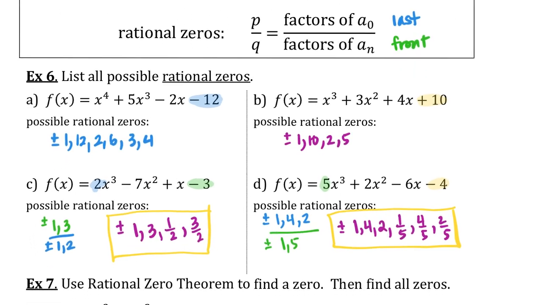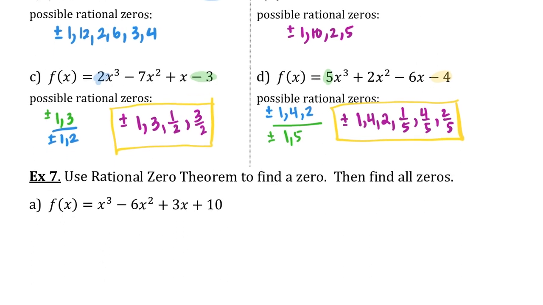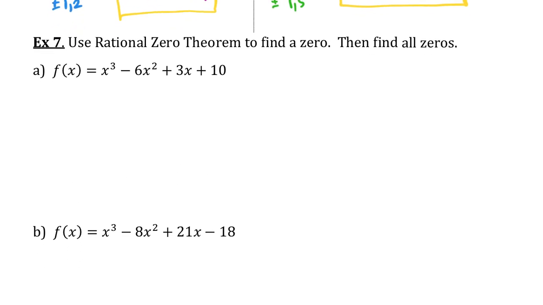Okay, now what good is this? This is useful so we can actually factor a polynomial all the way and find all the zeros when they don't give me one. So example 7, we're going to use the rational zero theorem to find a zero, and then we're going to find all the zeros. That means we're going to solve this.